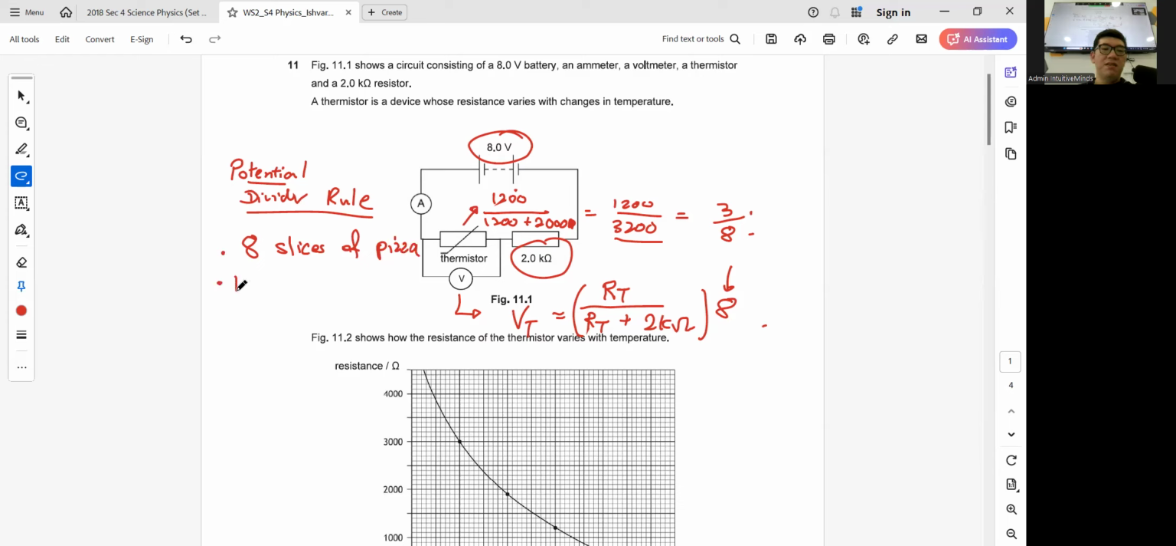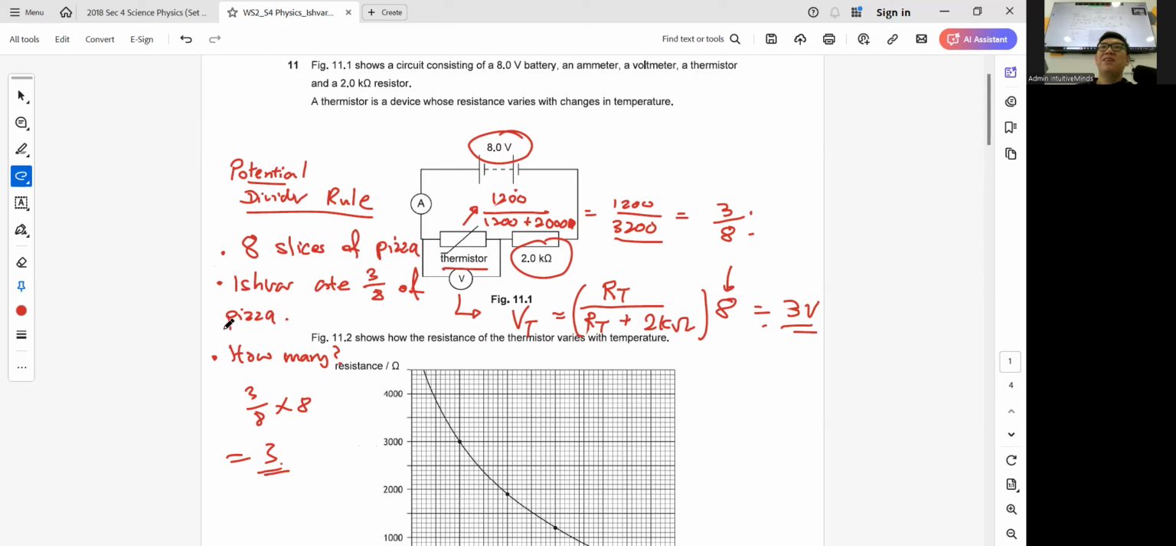Like each bar, 3/8 of the slices. How much did he eat? How many did he eat? So it's 3/8 times 8, giving you 3. So in a way, because of this equation, you can find out that the PD across the thermistor is 3 volt. Similar to 3 slices.